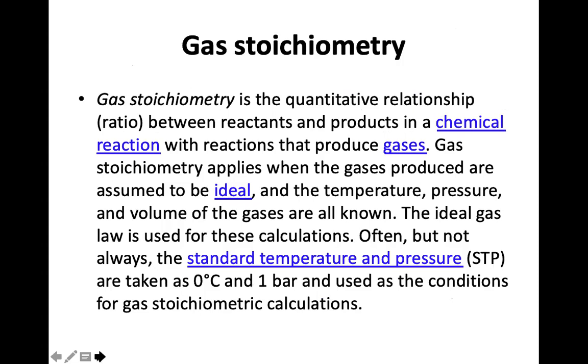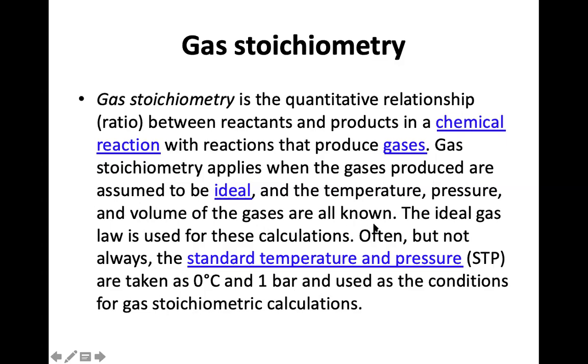Stoichiometry can be used in gaseous reactions also. It is called gas stoichiometry. Gas stoichiometry is the quantitative relationship, that means the ratio, between reactants and products in a chemical reaction with reactions that produce gases. Gas stoichiometry applies when the gases produced are assumed to be ideal, and the temperature, pressure and volume of the gases are all known.